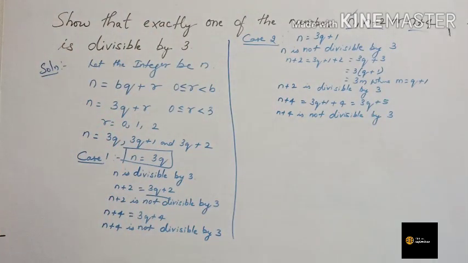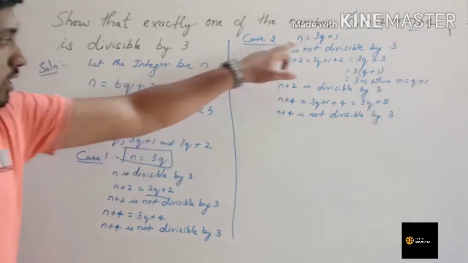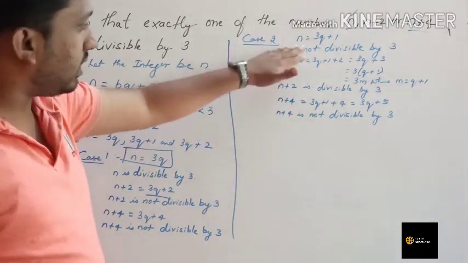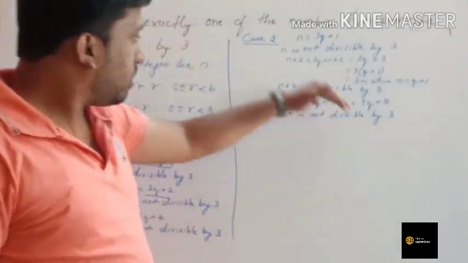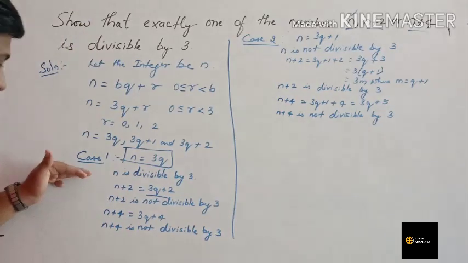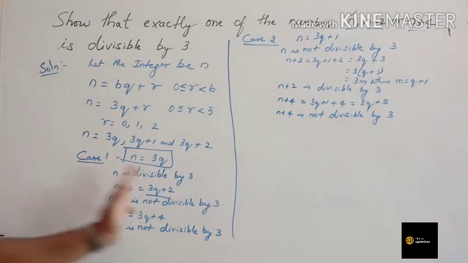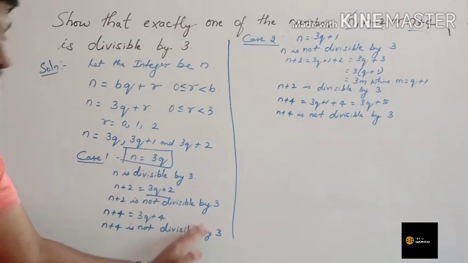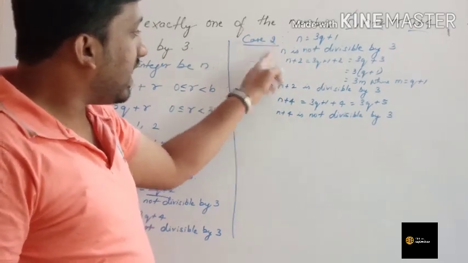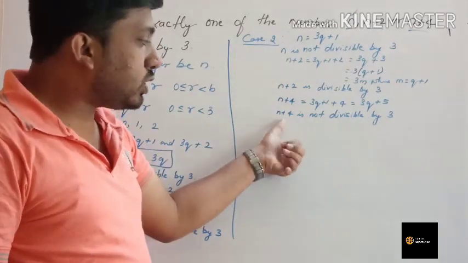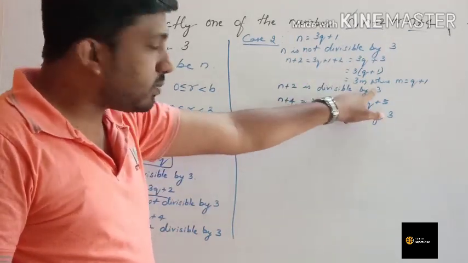What we have done in case 1, I took n as 3q. In case 2, I have taken n as 3q plus 1 and substituted all these values in the 3 cases. So here you observed in case 1, n was divisible by 3, n plus 2 and n plus 4 were not divisible by 3. Understanding? The same way in case 2, if you take 3q plus 1, what happened? n was not divisible by 3 and also n plus 4 is not divisible by 3. Only n plus 2 was divisible by 3.